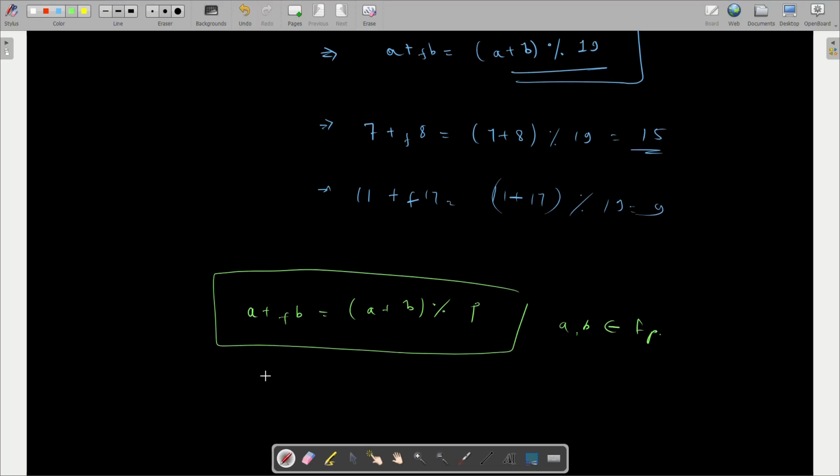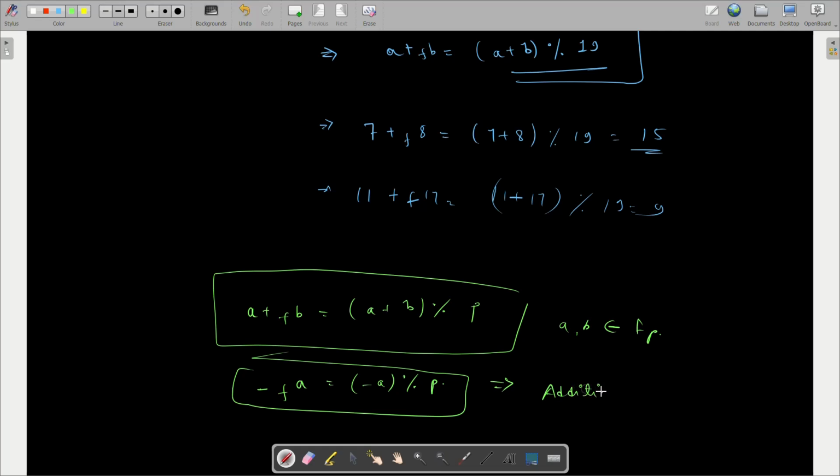If we have to talk about additive inverse, the pages are over. I'll have to change the page now, okay? But if we go with additive inverse, it implies the same: minus f a is equal to minus a mod p. This is what I will call additive inverse. I hope you got this point. These weren't really that tough, honestly.